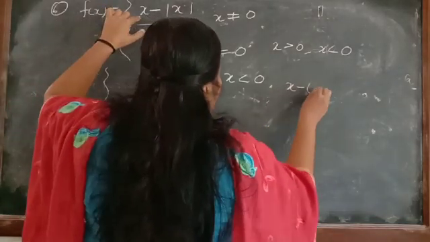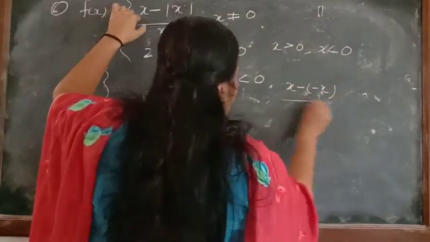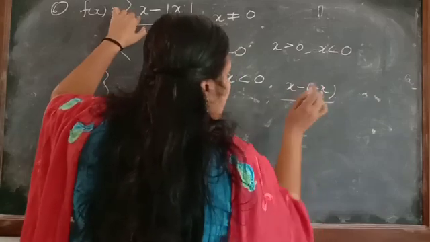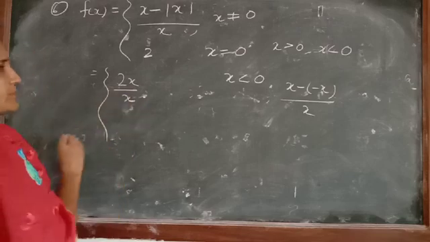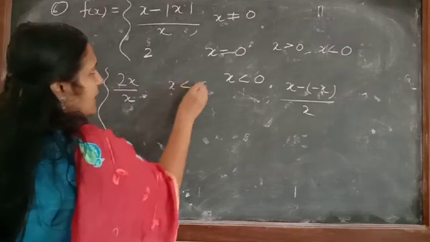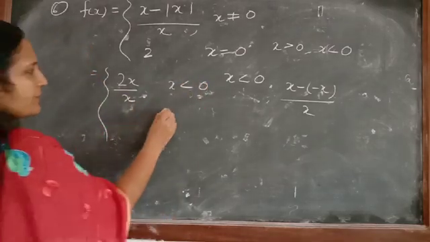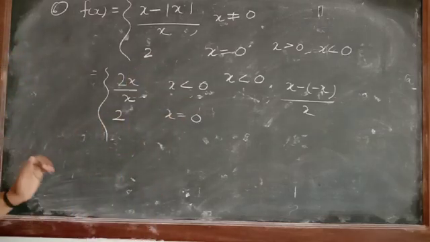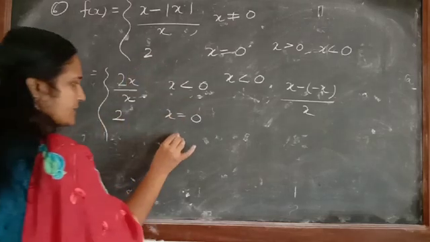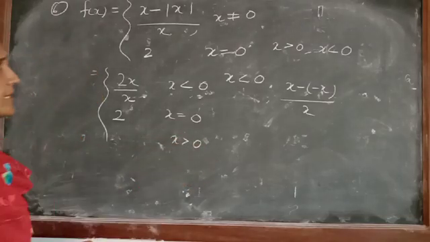X minus x by x only. Then x plus x will be equal to 2x. Then we will get there 2x by x if x is less than 0. And if x is equal to 0, already we have the function 2 there. Now the next case is when x is greater than 0.